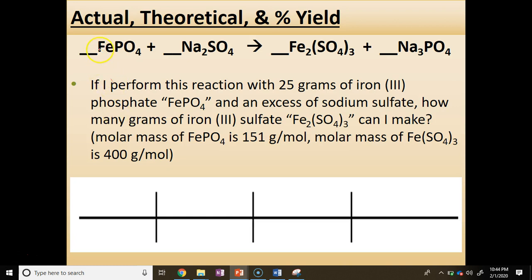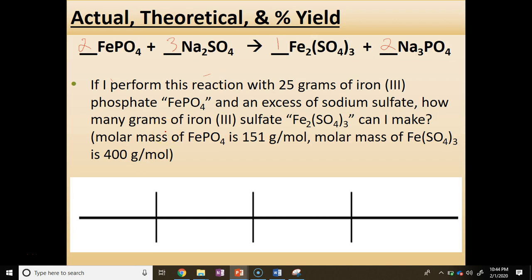Before I can do anything, I need to make sure this is balanced. So up here I see one Fe on the left, 2 Fe's on the right. I'm going to make that 2. That's going to give me 2 PO4s. I only see 1 over here, so I'm going to make that a 2. That's going to give me 6 Nas. I only see 2 there, so I'm going to make that 3. And then 3 SO4s, 3 SO4s. We're balanced. And I'm going to go ahead and write my 1 in here.